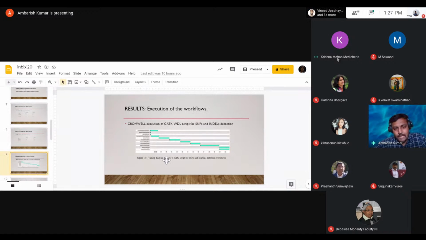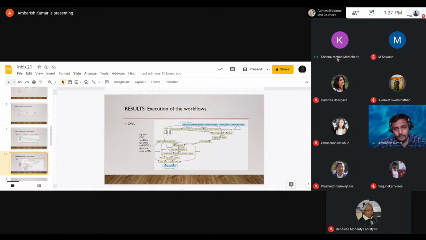Here is the timing diagram of Cromwell execution, which executed the GATK workflow for SNPs and indel detection. And this is the calibrated seconds which each step has taken to execute. This is the haplotype caller, this is the haplotype caller execution time. This is the next step of haplotype caller.